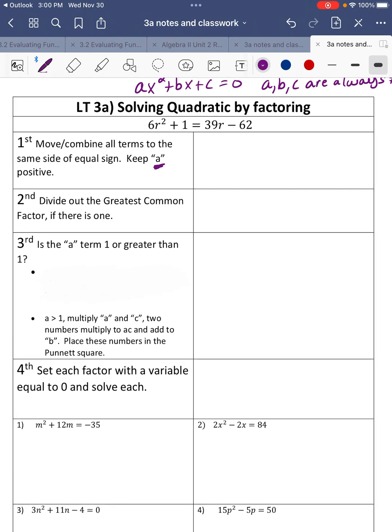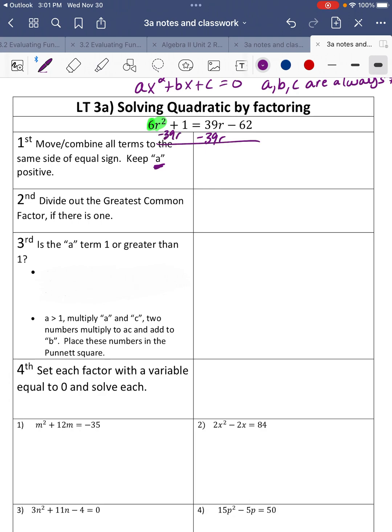So first, we are going to move or combine all terms to the same side of the equal sign, keeping a positive. So I first look at the a term, and do I have r squared anywhere else in the problem? No. So that 6 is positive, so I'm going to keep the 6r squared on the left side of the equal sign. That means I'm going to move all the other terms to the left side to join the 6r squared. So I'm going to subtract 39r.